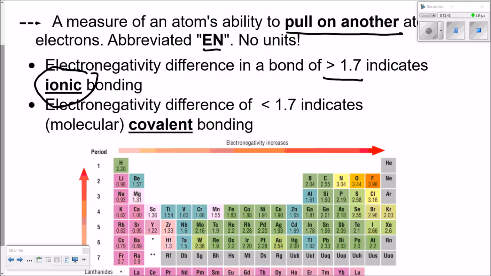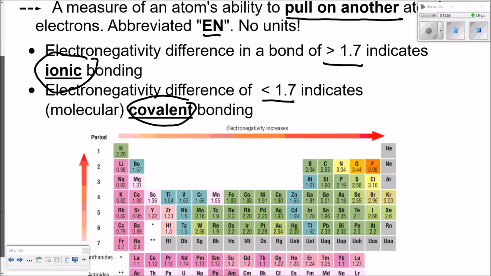If you've got an electronegativity difference less than 1.7, it's going to generally indicate covalent bonding. So it's not going to form ions. Instead, they're going to share.